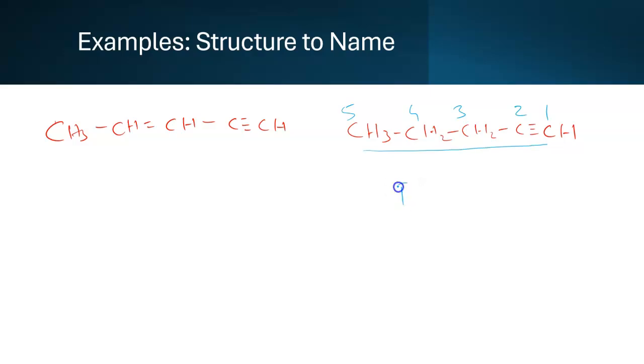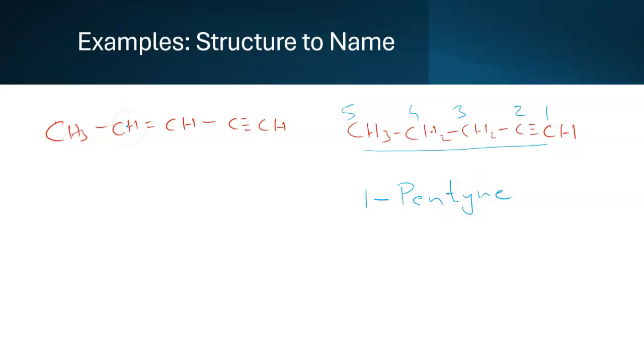So I will write PENT, and at the last C, A and E should be replaced by Y and E, and the location of the triple bond is at the first carbon. So the name of this compound will be 1-pentyne.